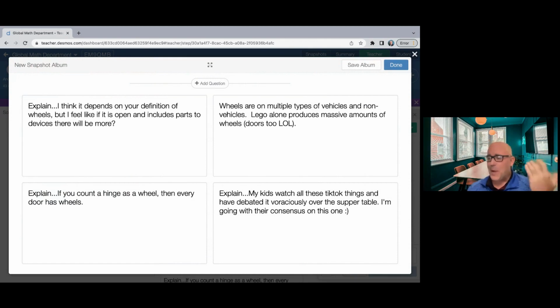Lego alone. So maybe we just need to put all things in the sense of toys here. Lego alone produces massive amounts of wheels. If you count a hinge as a wheel, then every door has wheels. Ooh, that is deep. Does a hinge count as a wheel or not? Do you have to turn it all the way for it to be a wheel in itself?